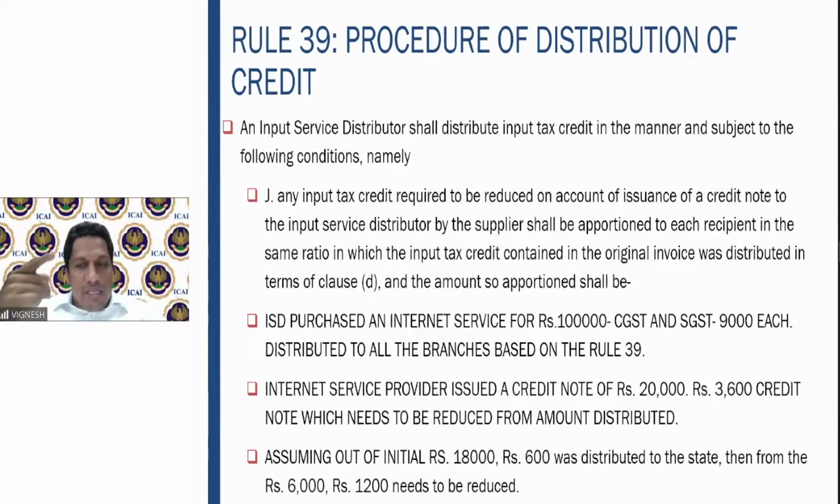So assuming the initial CGST and SGST of 18,000, 6,000 was distributed to the state. Then from that 6,000, 1,200 needs to be reduced. How did you get 1,200? 3,600 is the credit note. We'll work out a problem so that it is understood more clearly. So whenever you are purchasing and apportioning to the branches, you have to issue the credit note, and the credit note also will be bifurcated in a similar manner. I hope this point is clear.